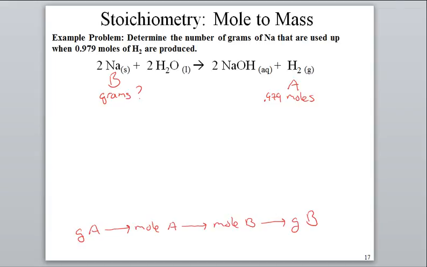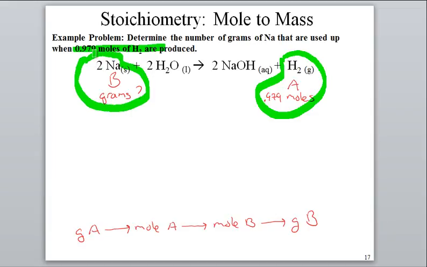As we read through the problem, the one chemical we're given information about is a product. It's hydrogen. So hydrogen is our A. The one we're trying to figure information about is a reactant, and it's sodium. If this much hydrogen reacts, the question wants to know how many grams of sodium will be used up. If we look at our flow chart down here, we're starting with moles of hydrogen.